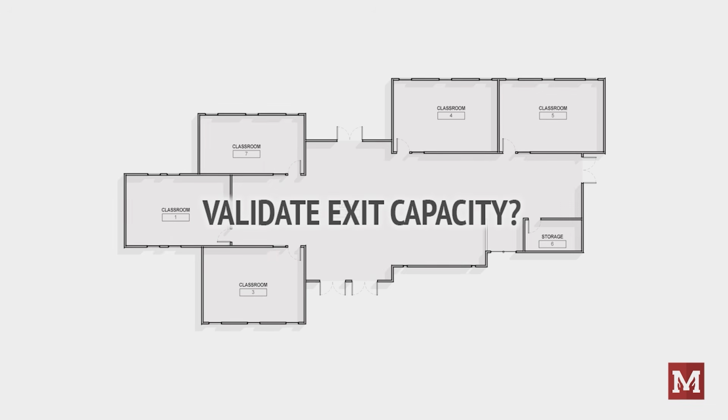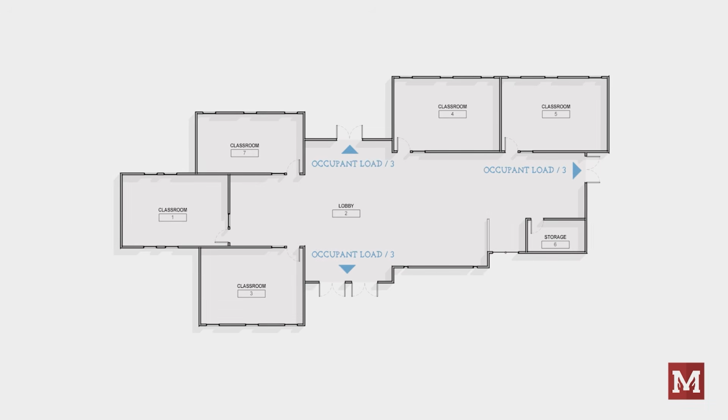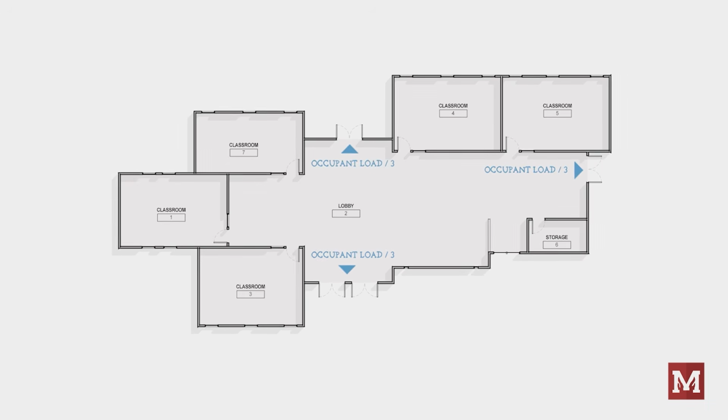How do we validate exit capacity? How do we assign where occupants go? The simplest approach for validating exit capacity is to take the occupant load and divide it by the number of exits. Then assign occupant loads to each exit equally. That's our basic premise and a good general practice.